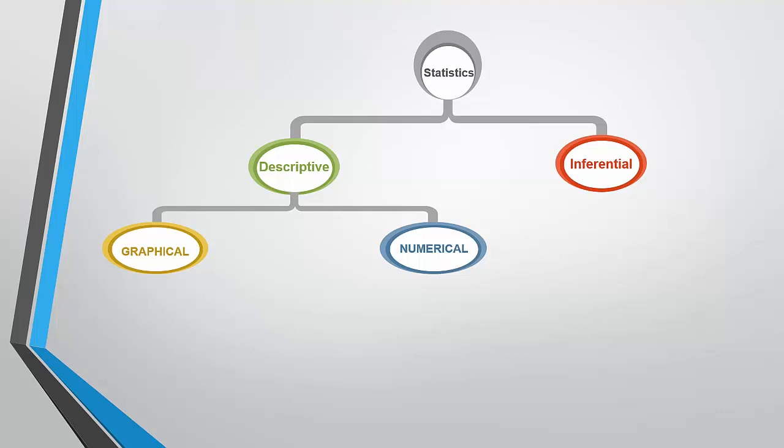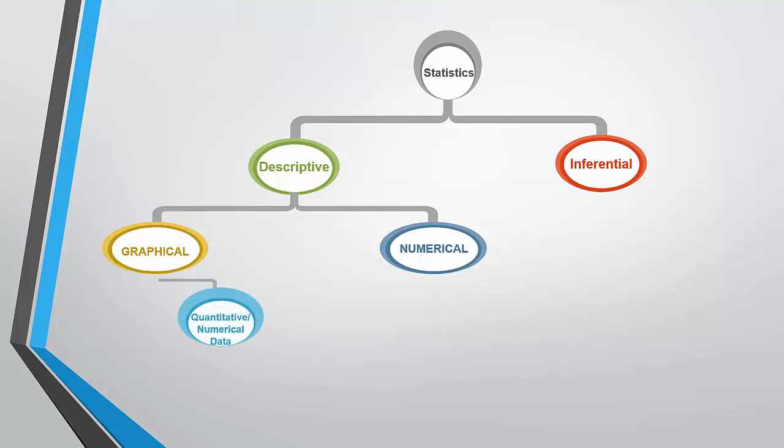There are two different areas in statistics. One is descriptive statistics and the other one is inferential. You probably are very familiar with descriptive statistics. We see them all around us, on the news, in sports, everywhere. We have graphical and numerical statistics.